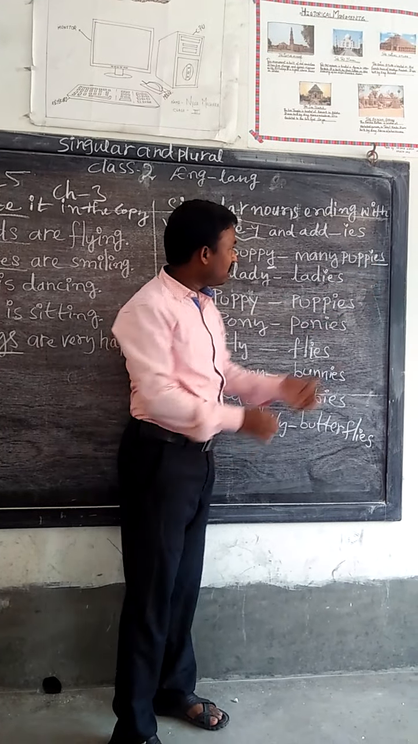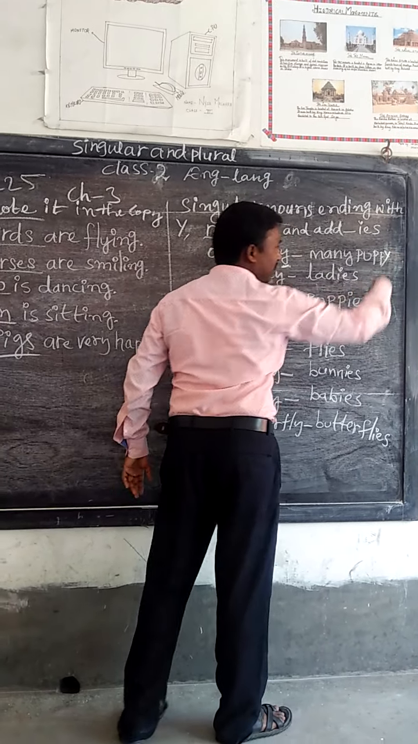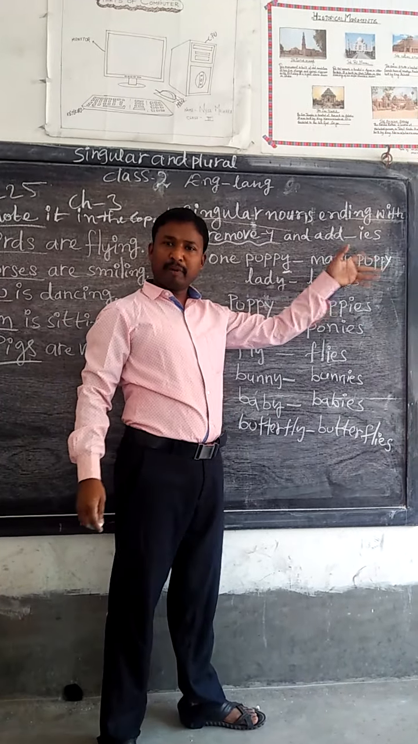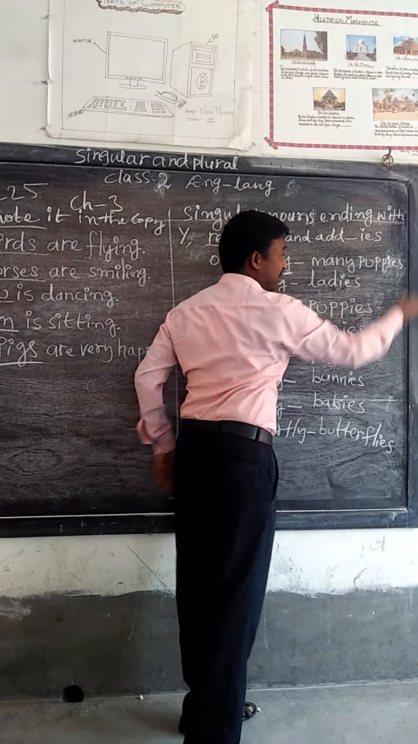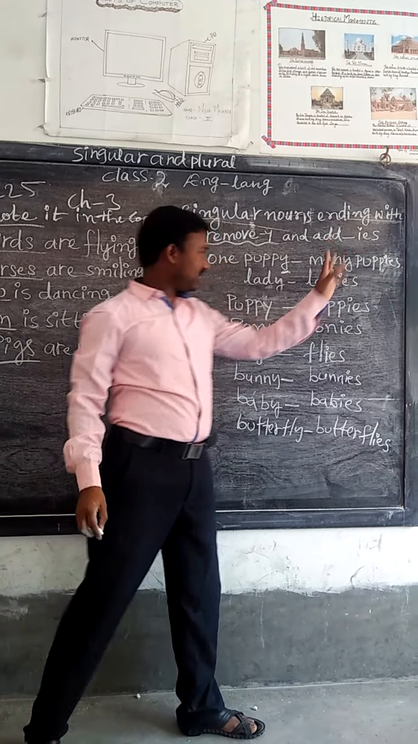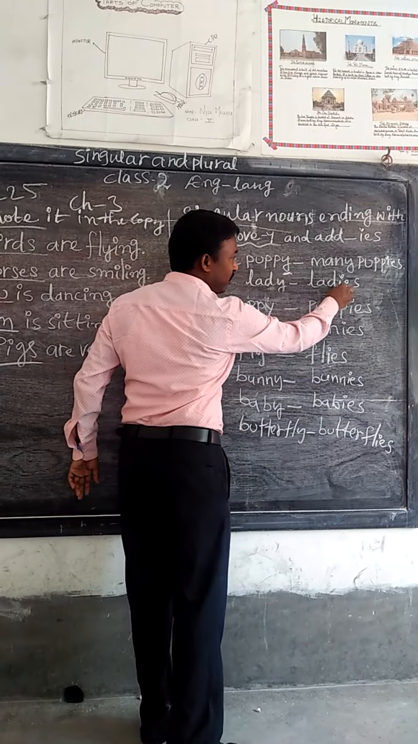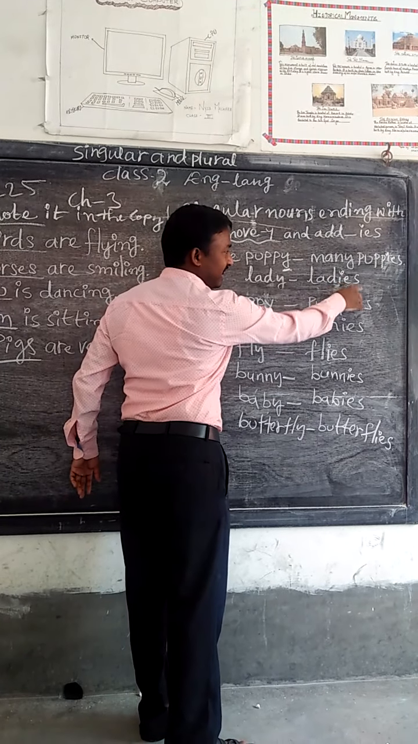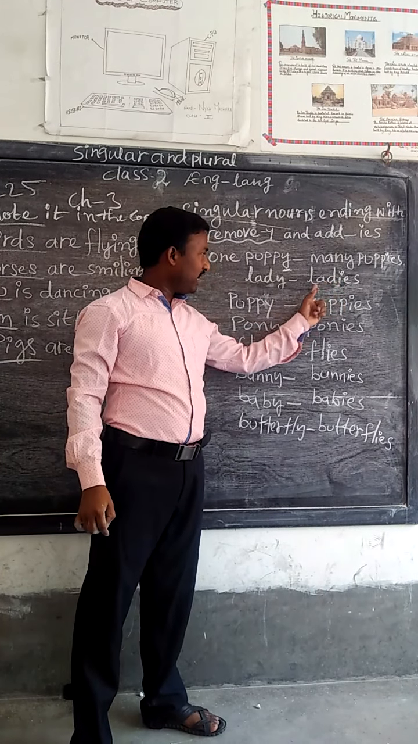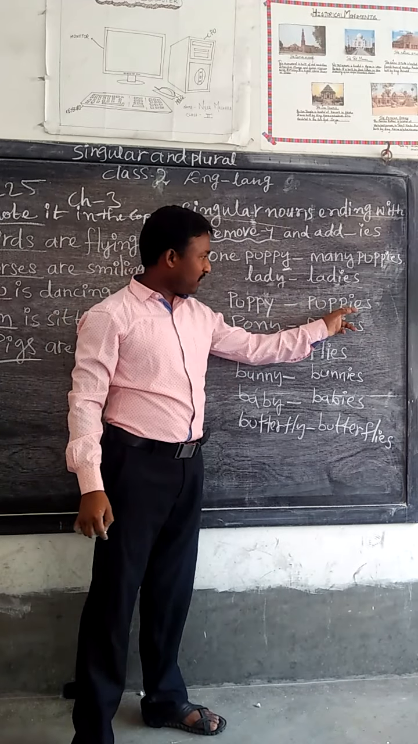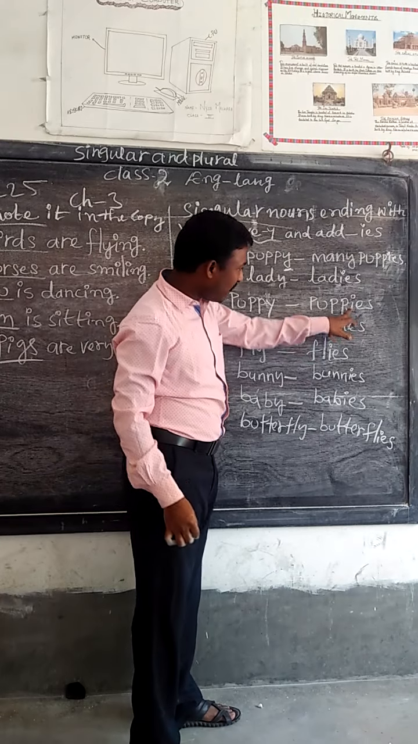Here there is no y, you see. If you write many puppy here, it is wrong. Many puppies: removing y here and writing ies. You see, lady. Here also we are removing y and writing ies. So ladies. Puppy, puppies.